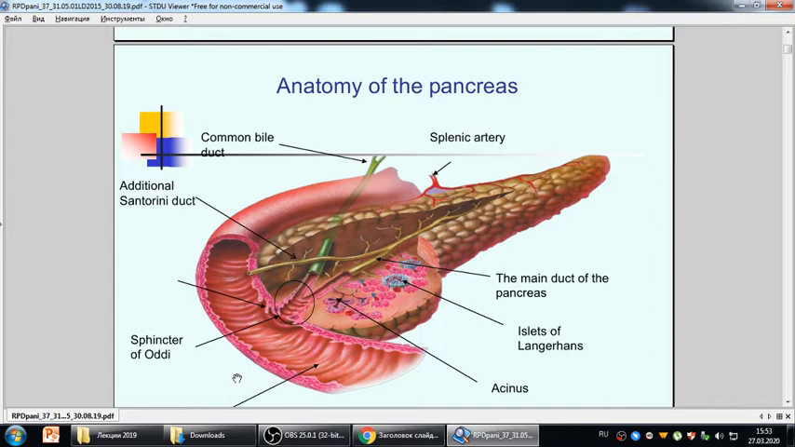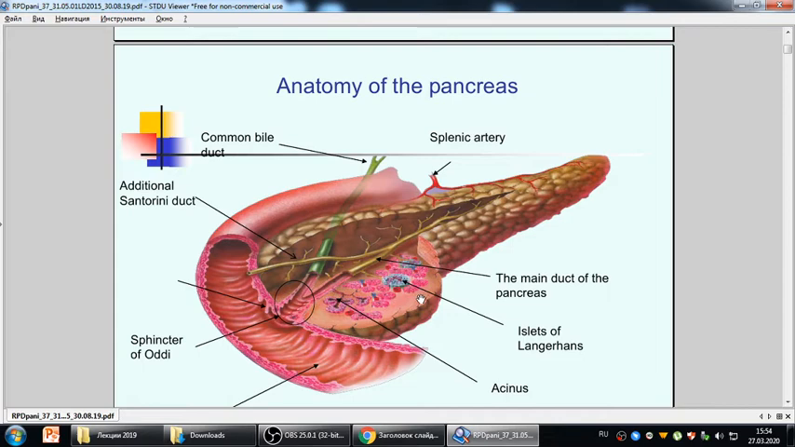As you know from the first and second courses, the pancreas has two parts, exocrine and endocrine. The endocrine part releases hormones directly into the blood, and it consists of islets of Langerhans with three kinds of cells: alpha cells which produce glucagon, beta cells which produce insulin, and delta cells which produce somatostatin.